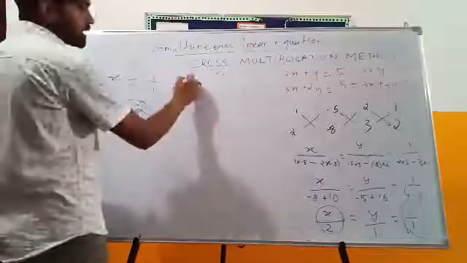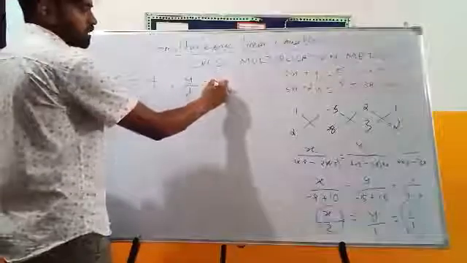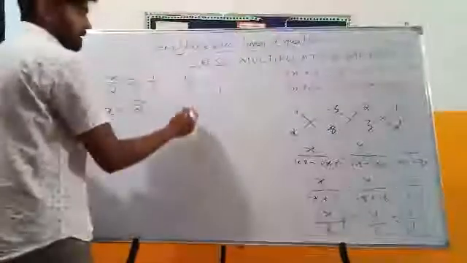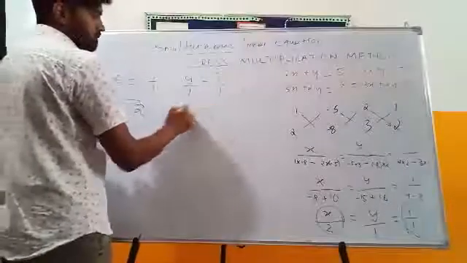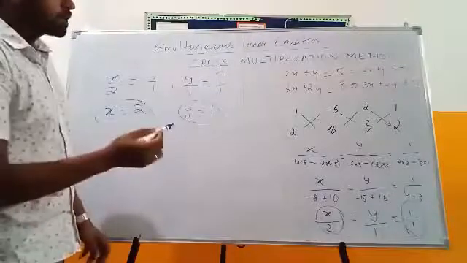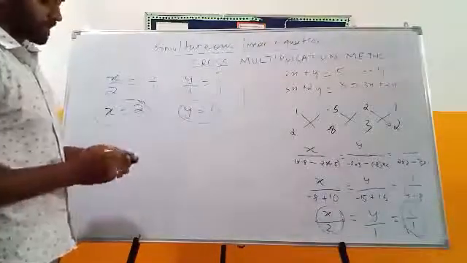For finding y, what I'll take, y upon 1 equals to 1 upon 1, because all the three equations are equal. So my answer is y equals to 1. That's my answer. Okay, that's how you'll be solving through cross multiplication method.